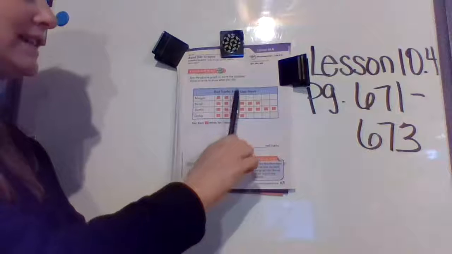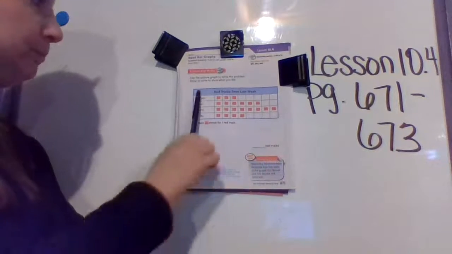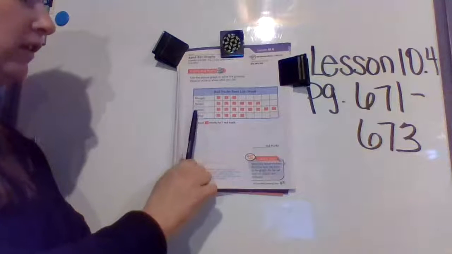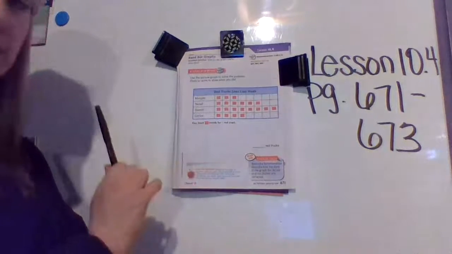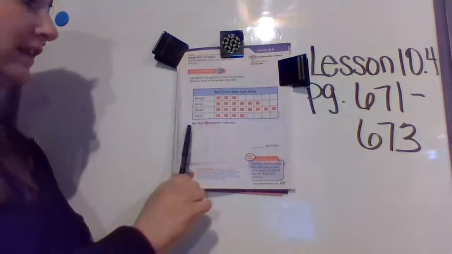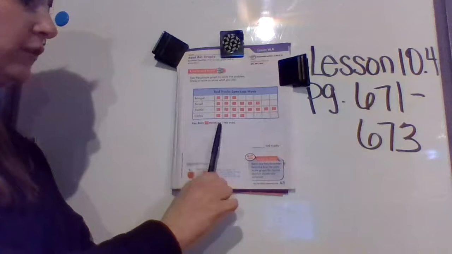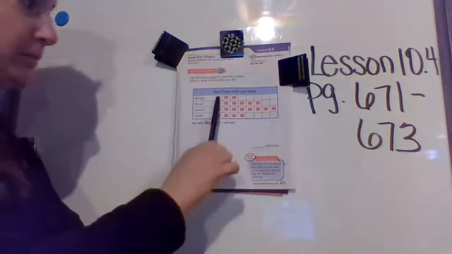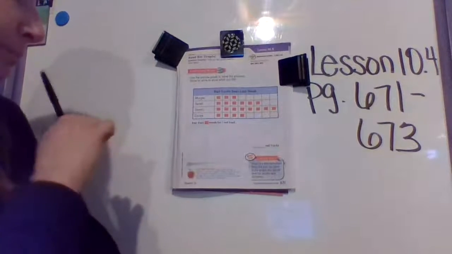It says red truck seen last week. These are the people that saw the red trucks: Morgan, Terrell, Jasmine, and Carlos. Always read the key. The key says each square stands for one red truck. So every time you see a square, that's how many red trucks you have.